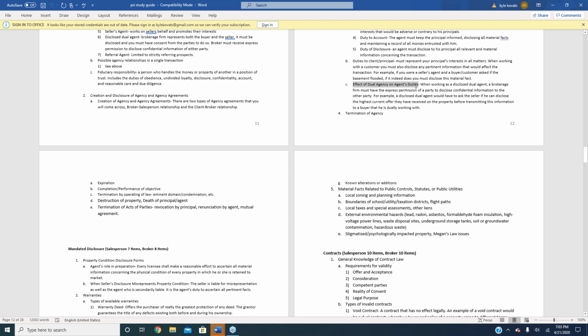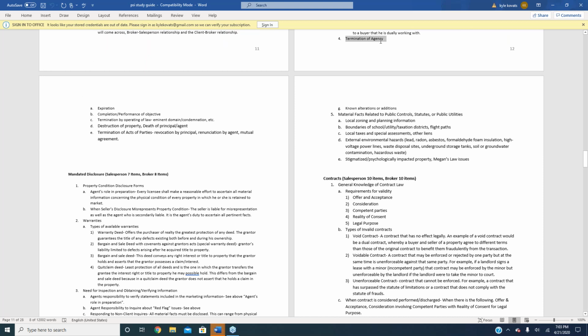Effects of a dual agent on an agent's duties. So if you're in the day class, we went over this today. If you are a dual agent, means you're representing both buyer and seller. If you're representing both the buyer and the seller, you can't negotiate for one party over the other. You have to play that neutral, kind of third party. You're playing telephone, basically. You're delivering whatever message one party wants you to deliver to the other. You really serve no value, unfortunately.